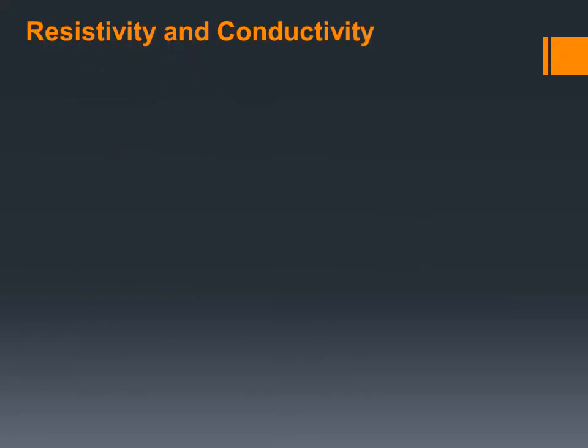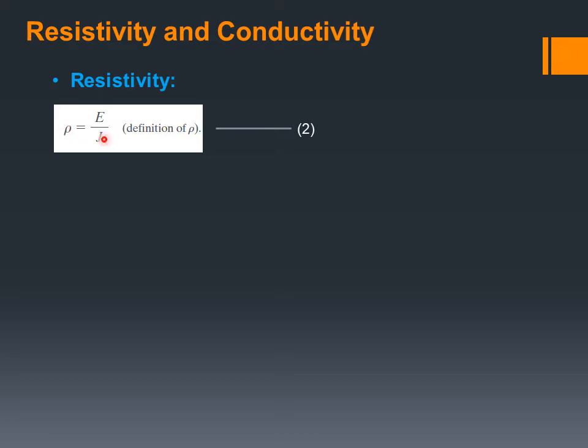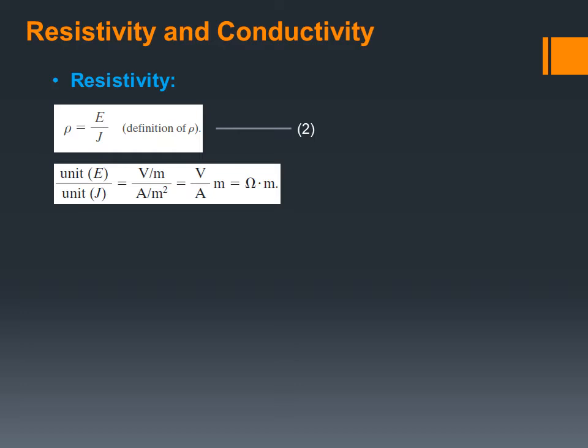Now, what is resistivity and conductivity? Resistivity. We define the resistivity as equal to E over J. This is the basic definition of resistivity, which we call rho. E is the electric field in a conductor and J is the current density in that conductor. The unit of resistivity is ohm meter.